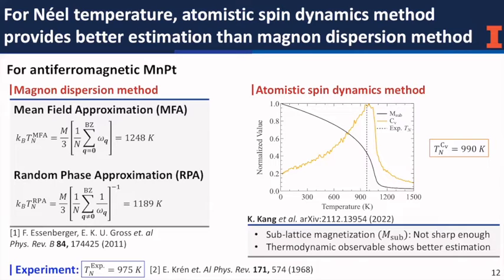Another method uses atomistic spin dynamics simulation, based on the previously calculated exchange coefficients and anisotropy energy, by solving the model Hamiltonian. It can estimate the Néel temperature using the sublattice magnetization and thermodynamic observables, and here I put the magnetic heat capacity. The sublattice magnetization is not sharp enough to estimate the Néel temperature due to the finite simulation size effect. Thus, the diverging magnetic heat capacity can provide a better estimation of the Néel temperature, resulting in simulated values close to the measured value.